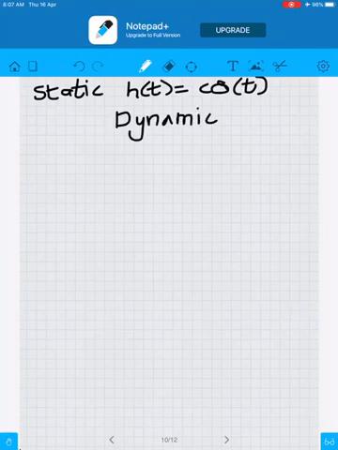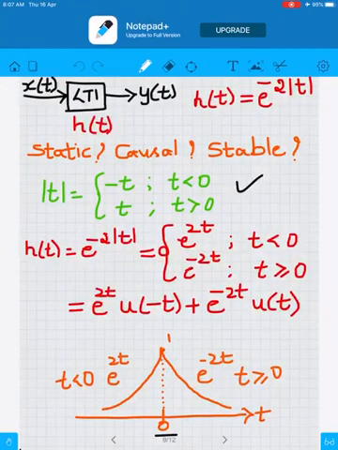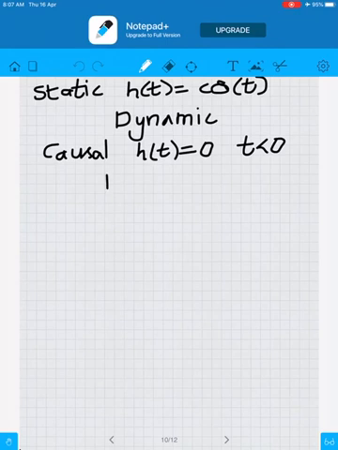Now let us see whether it is causal or not. What is the condition for the system to be causal? h of t should be equal to 0 for t less than 0. You can clearly see that the impulse function exists for both positive and negative values of t, and hence h of t is not equal to 0 for t less than 0, and therefore the system is said to be non-causal.